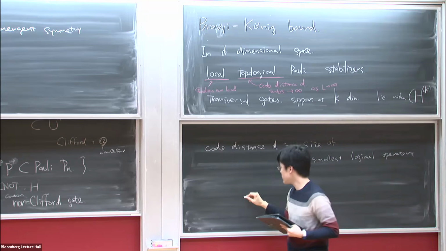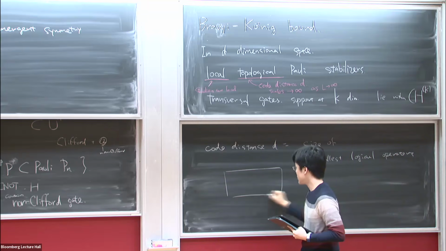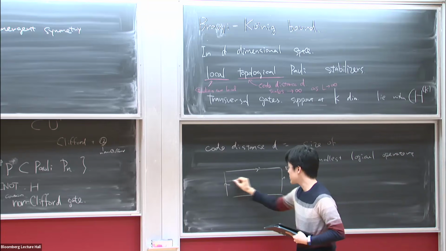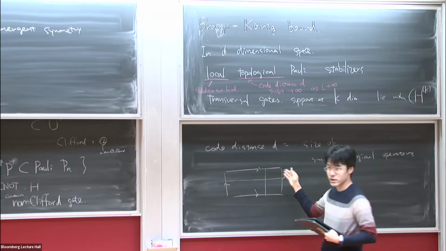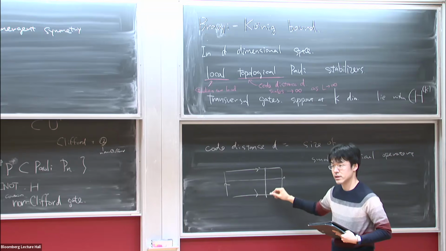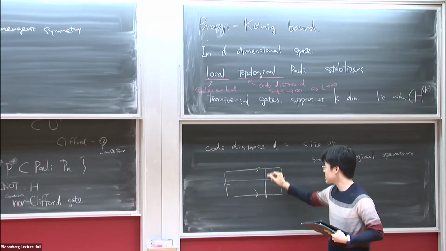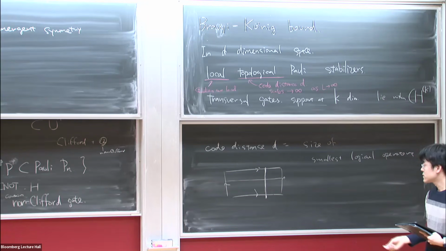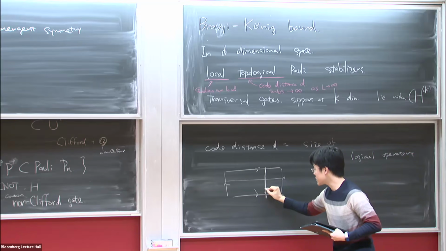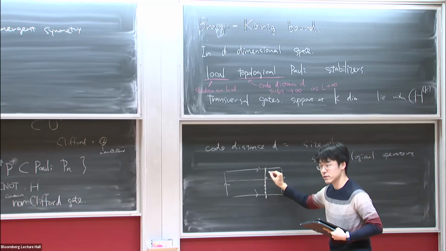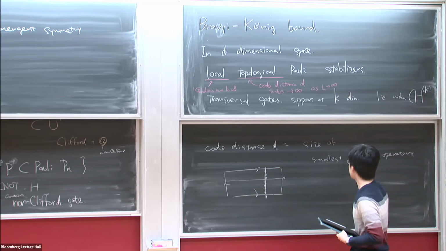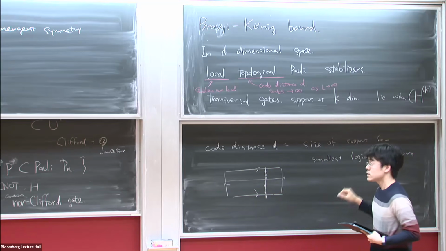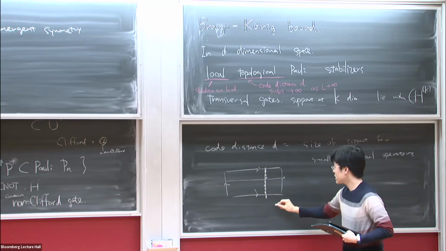Let me give you an example. If you have a toric code on a rectangle, like this, there are some logical line operators like this, and this one is shorter, and the co-distance is defined as the size of the shortest logical operator in the bidirectional dimension. Size means the size of the support, the number of qubits in the support.